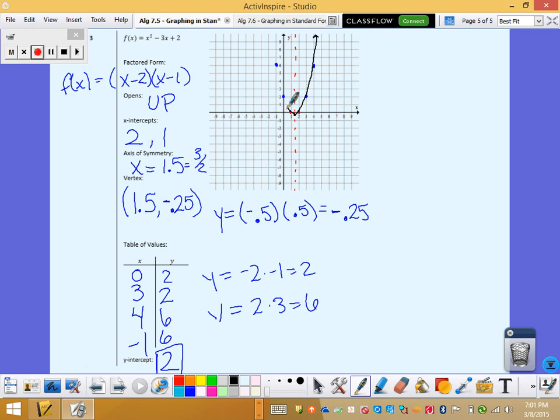Nice smooth curve. And there we are, example 3, all finished. Hopefully you got it all right. You can go ahead now and start worksheet 7.5. You're going to do all except for, I believe I crossed off number 4, but you can check with the sub. All right.